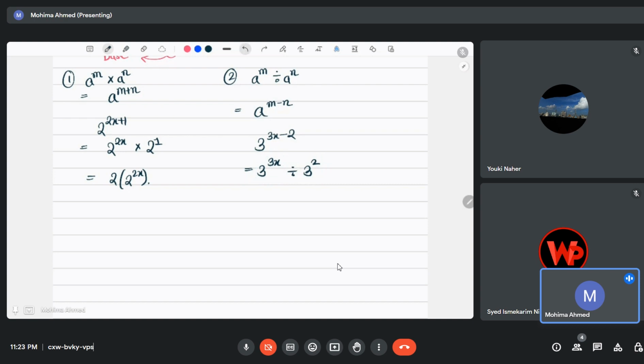Right? For multiplication, the order did not matter. For division, the order is always a very important factor. If you wrote this like this, 3 power 2 divided by 3 power 3x, it's not the same. Over here, you have to specifically write 3 power x at the front and 3 power 2 at the back, because the second number of the power becomes the denominator and the first number of the power becomes the numerator.